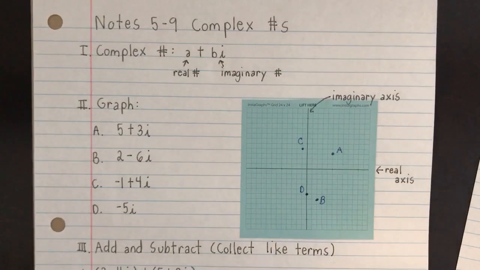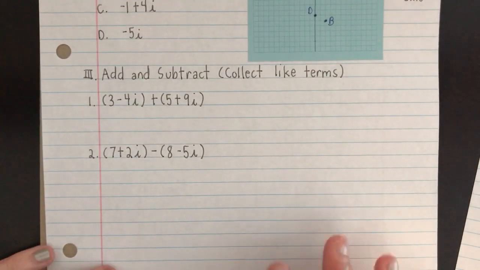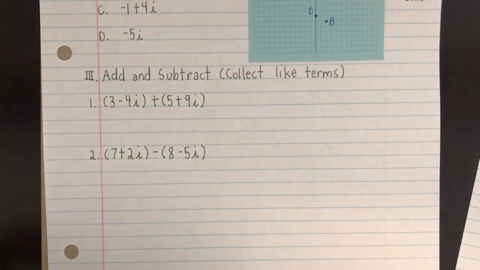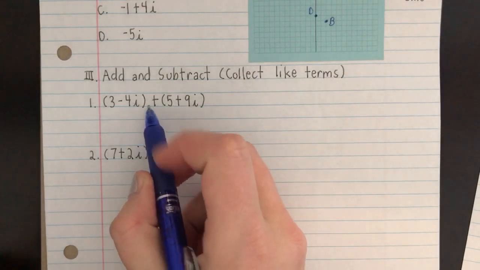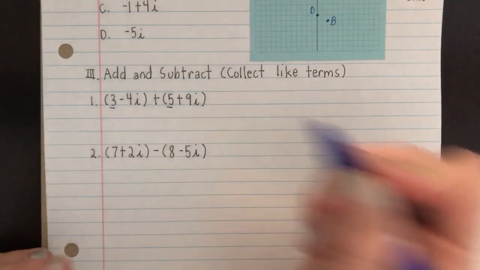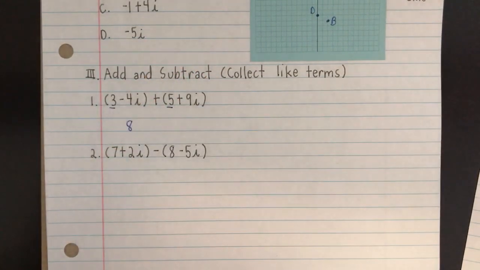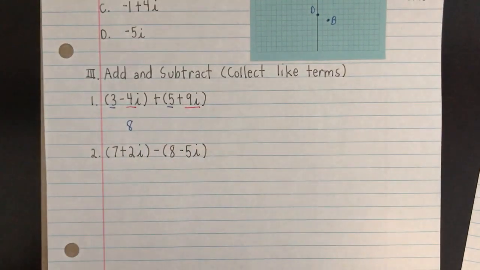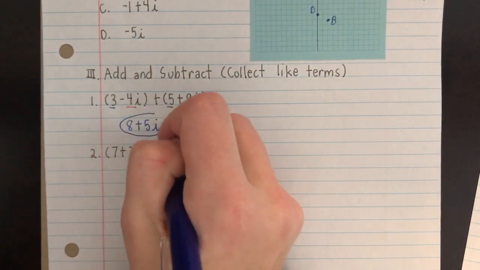Okay, so easy enough, I think. How do you add and subtract complex numbers? Well, that's also pretty easy. It's just like collecting like terms. So given something like (3 - 4i) + (5 + 9i), you're going to combine what's alike, especially since there's a plus in between there. So the 3 and the 5 are alike, so that would be 8. And then the -4i and the 9i are alike. When you combine those, that would be 5i. And that's your final answer.